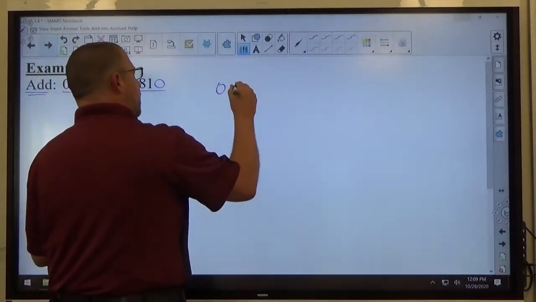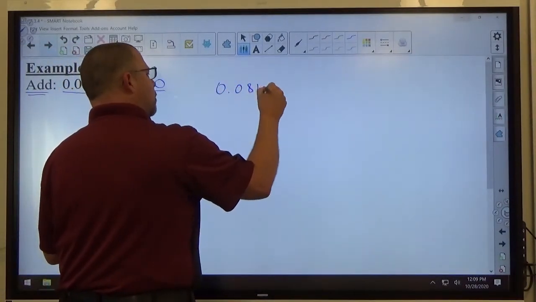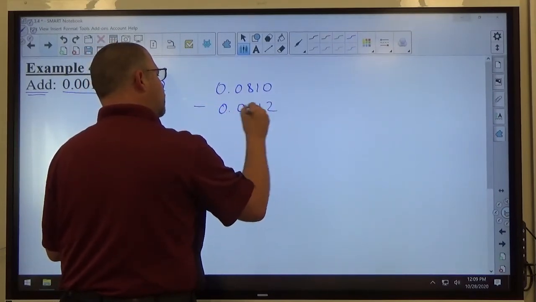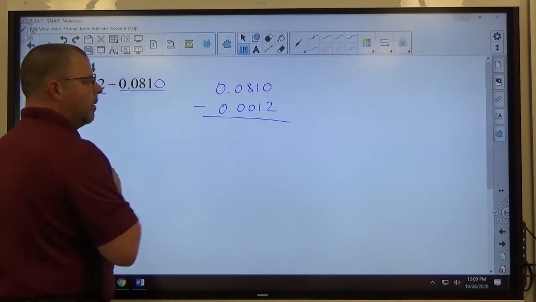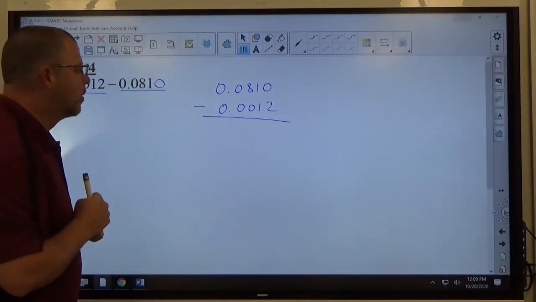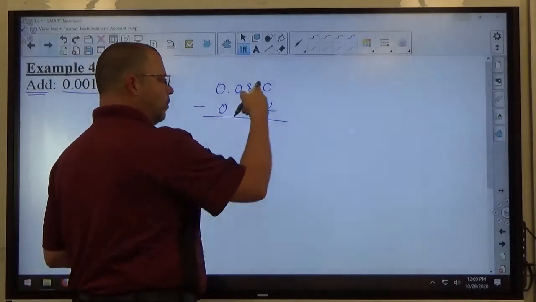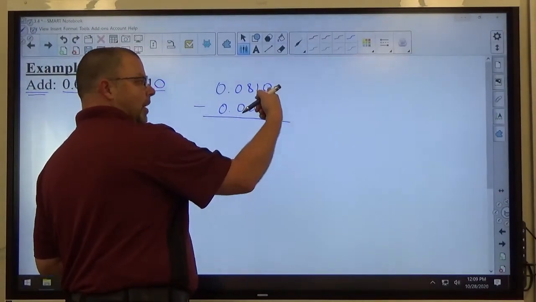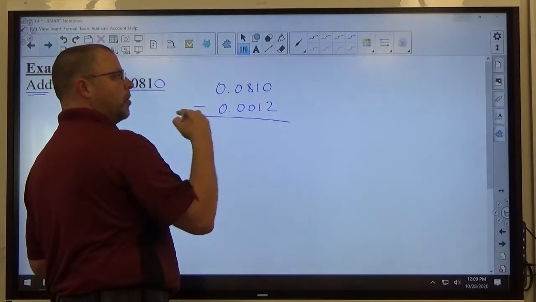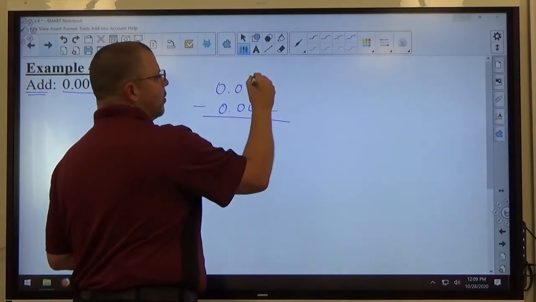We're going to put 0.0810 minus 0.0012. Bigger minus smaller, that's how we know how to subtract. Okay. In subtraction, I'm going to borrow if necessary. The 0 has to be there to be able to subtract anything anyway, so putting the 0 also helps in that fact. So I'm going to change this one to a 0.